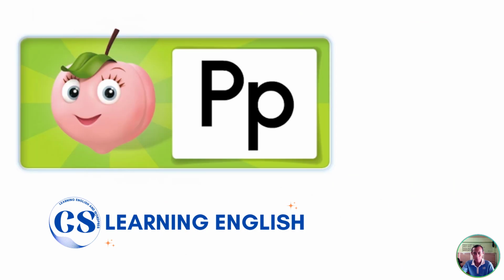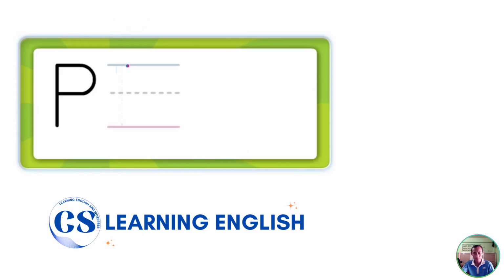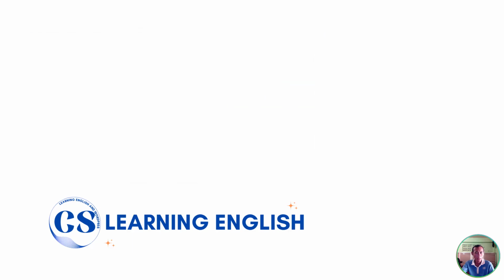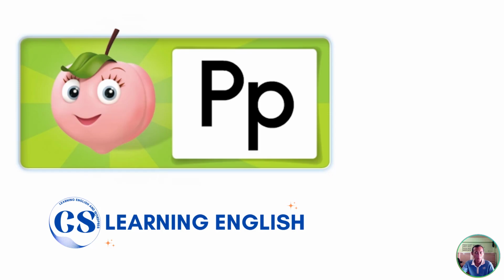Hello, I'm a pink peach. This is the P sound. This is the letter P. 1, 2, 1, 2. P, P, pink peach. P, P. Pink peach. What's the beginning sound? P. What letter is this? P.